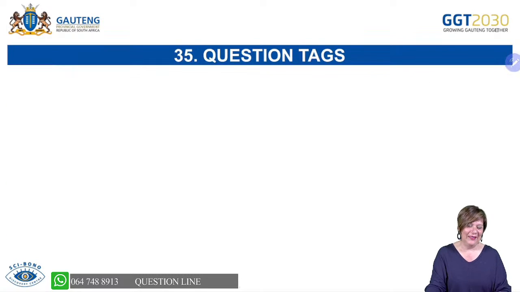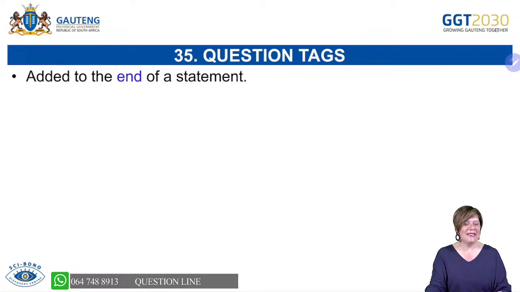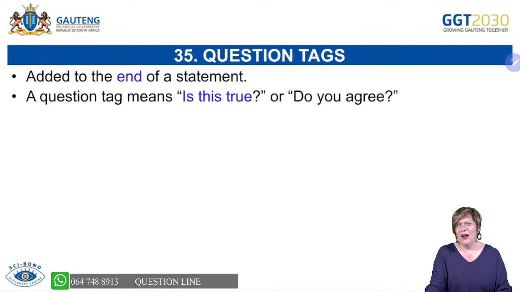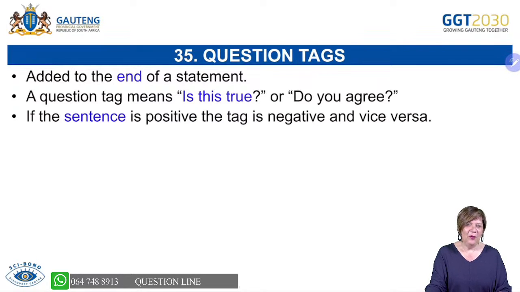Right. Let's move over to question tags. Question tags is usually at the end of a statement. So why do we need a question tag? Well, a question tag means, is this true? Or do you agree? Now, here we work with positive and negative. Now, you have to remember positive and negative attracts. So if your sentence is positive, then your tag has to be negative.